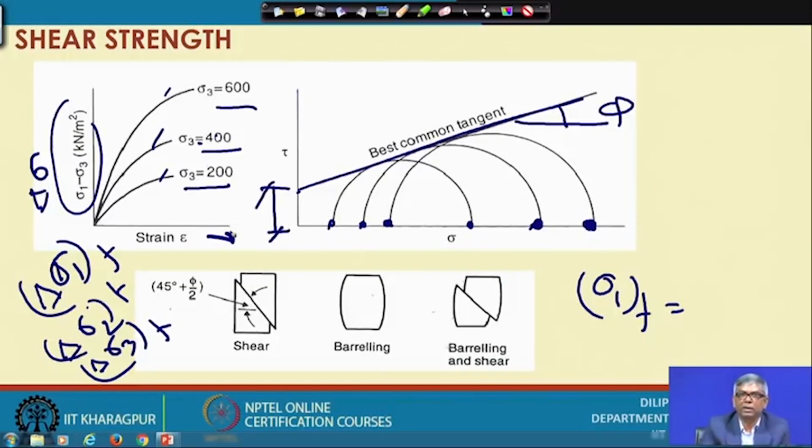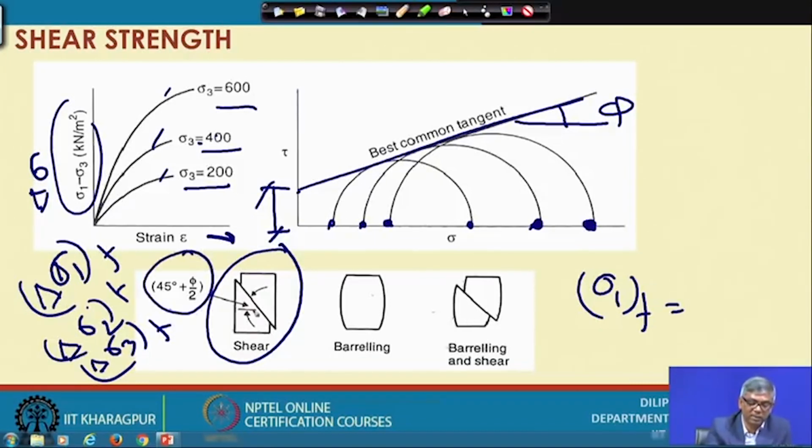So, this is the way I can determine the soil parameters, and during this testing the soil will be failing. Soil can fail in different ways, and I have mentioned that the failure plane angle theta is related to phi, that is 45 degrees plus phi by 2. So, when the soil fails, if I can see the failure plane, I can measure this angle and equate it to this equation. From there I can find out theta.